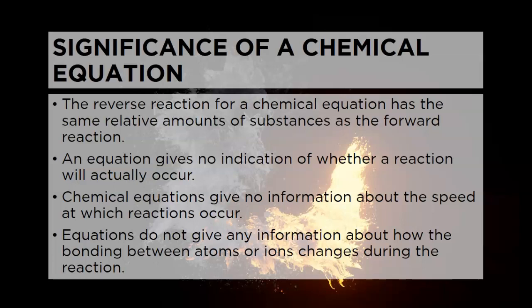Chemical equations also don't tell me how fast the reaction happens. So like rust could happen very slowly over time from the moisture in the air, or it could happen very quickly if I soaked a piece of iron in water, it might react a lot faster. But the chemical equation itself doesn't tell me that.